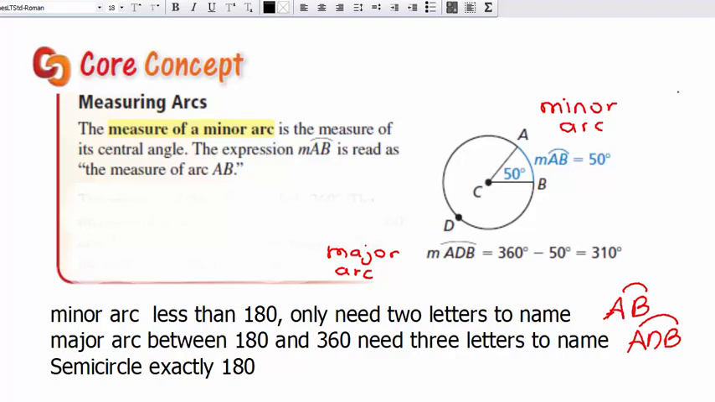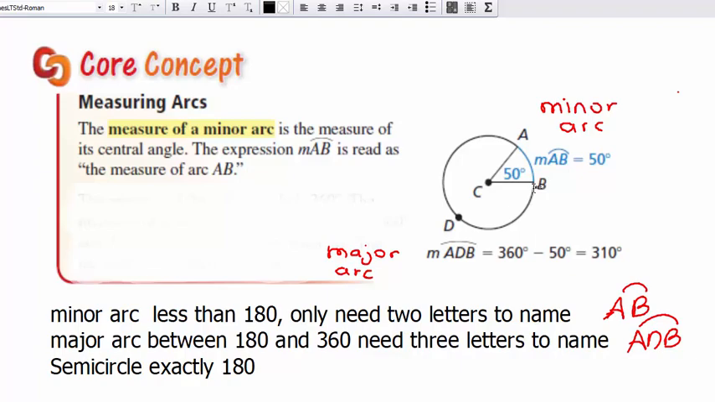And a minor arc, whenever we label an arc with just two letters, so an arc is a part of a circle, and if we label it AB, we have to go around the short direction. It's assumed that we're going the shortest way possible as an arc, so that would be this 50-degree arc over here. If we wanted to go the other way, we would have to use a third letter in the middle to be able to say, I want to go from A through D to get to B, and that is going to be a major arc.